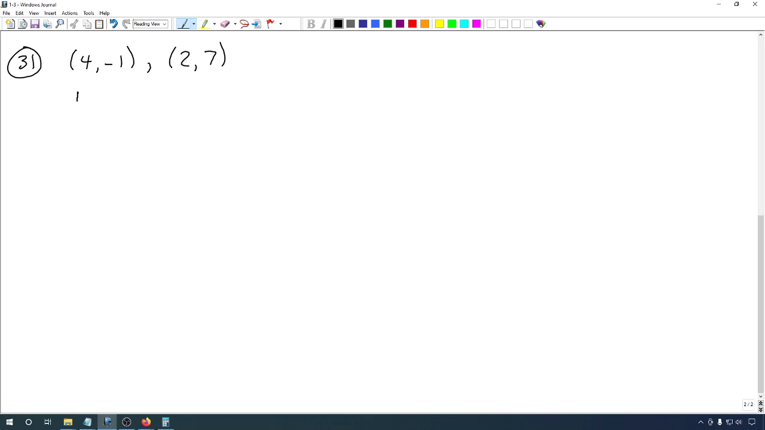But the slope here, we have our difference between our y's. So I'm going to go ahead and pick the 7 first. So 7 minus the negative 1. Since I picked the 7 first, now I need to pick the 2 first. I don't have a choice at this point. And now we have 2 minus 4. So our top here is an 8. The bottom is a negative 2. So we get negative 4 overall.